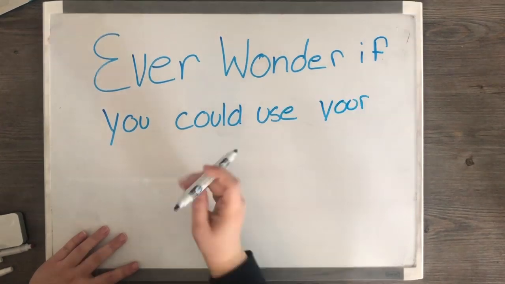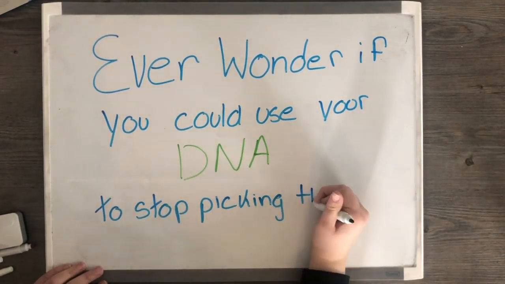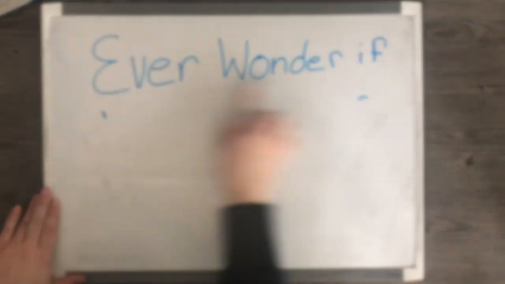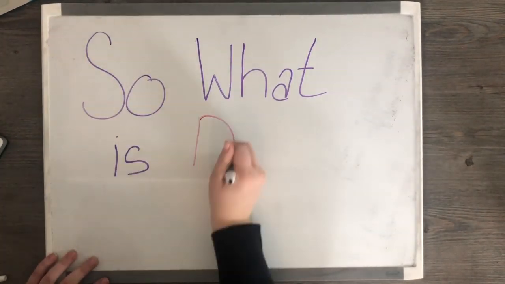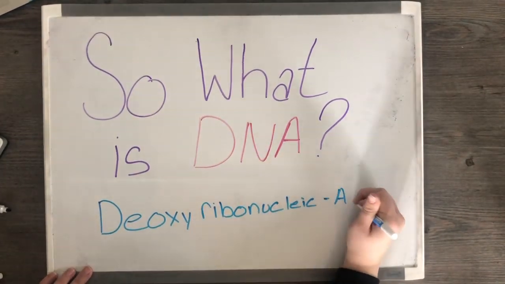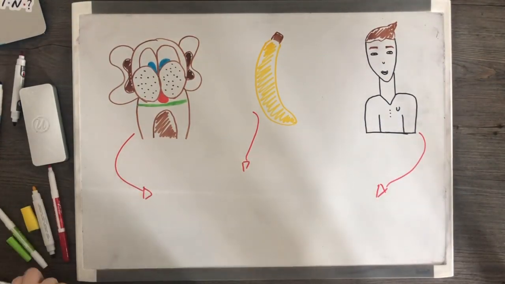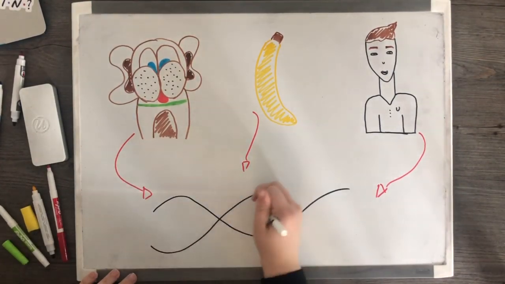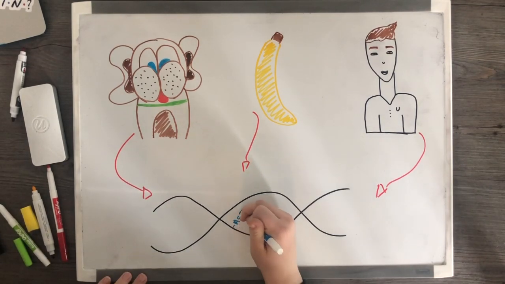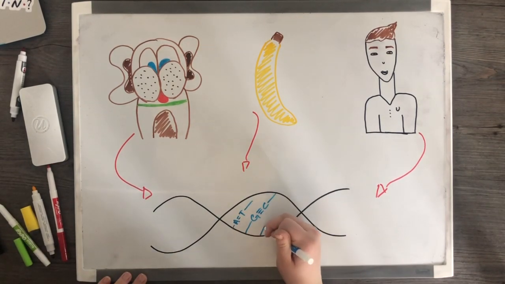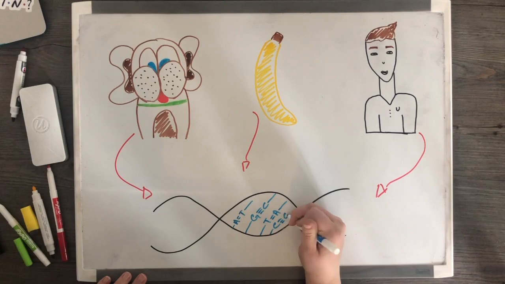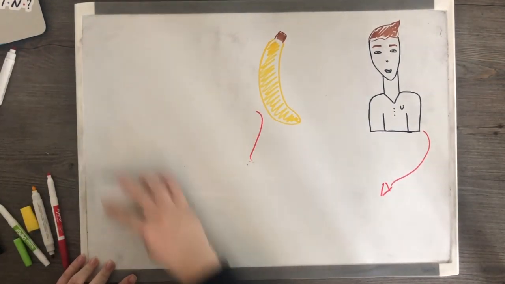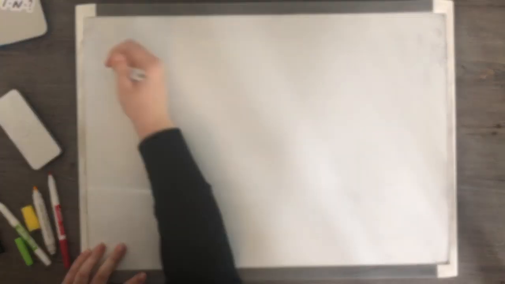Ever wonder if you could use your DNA to stop picking the wrong one for you? So what exactly is DNA, you might ask? DNA is a nucleic acid which contains all of our genetic instructions. Our cells decode it and use it to develop and carry out functions as a living organism. The four main functions are to replicate, encode information, mutation and recombination of genes, and gene expression.